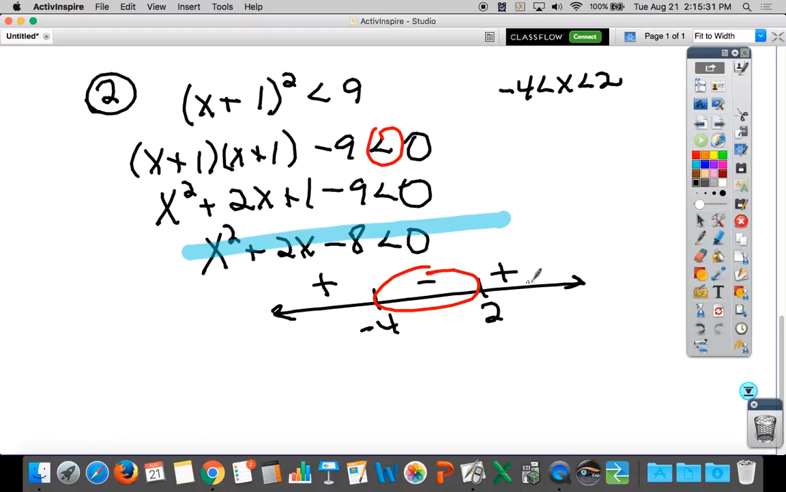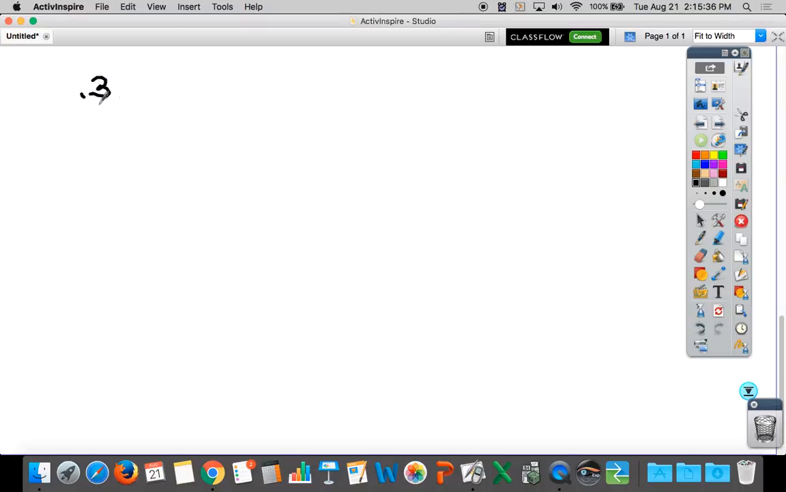All right, now let's look at number 3. What do you think you'll do with number 3? Distribute, go ahead. I want y'all to go ahead and start working from this point. I want you to do the whole thing.